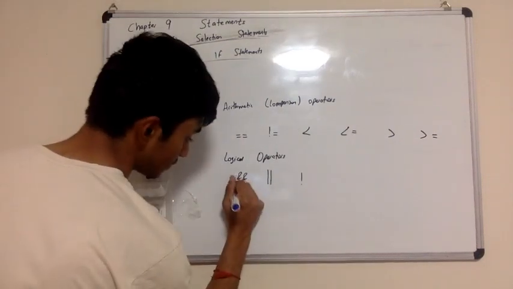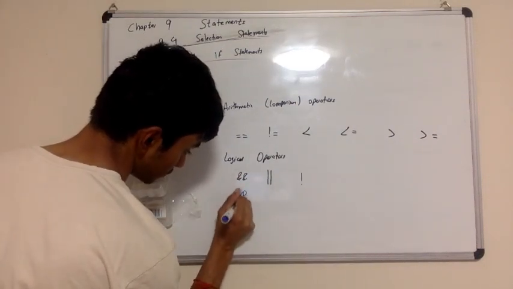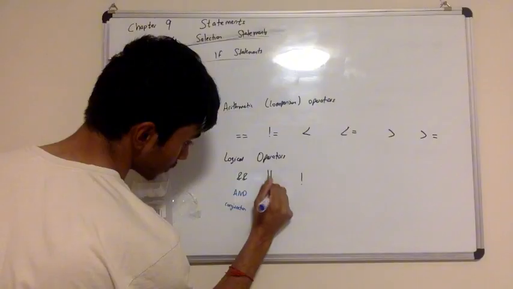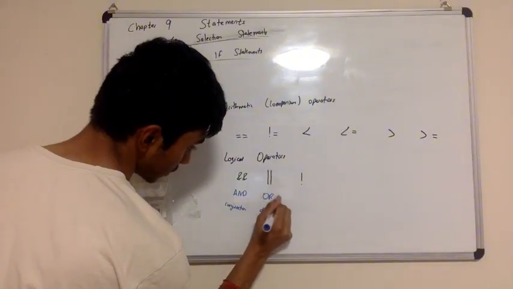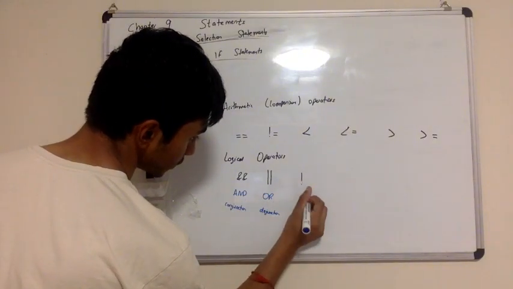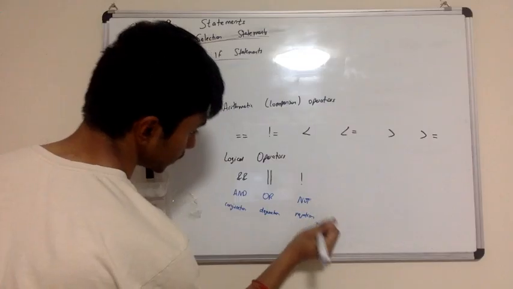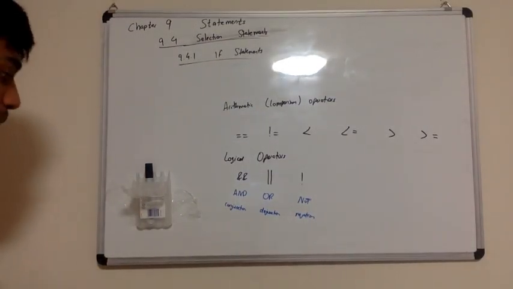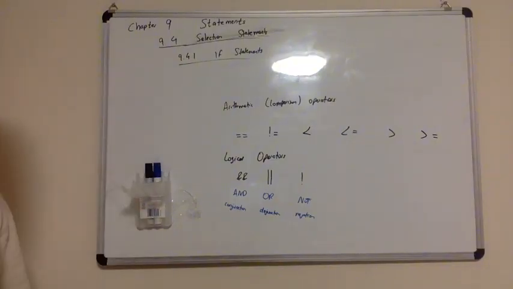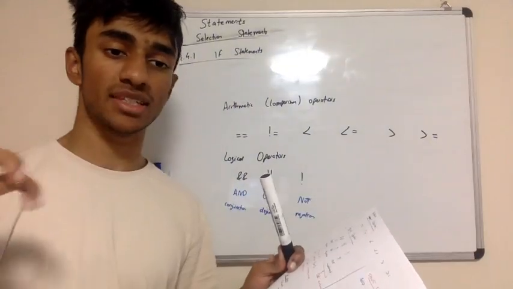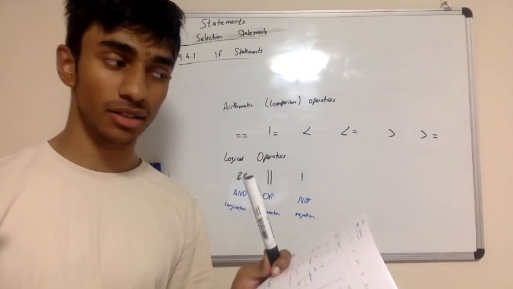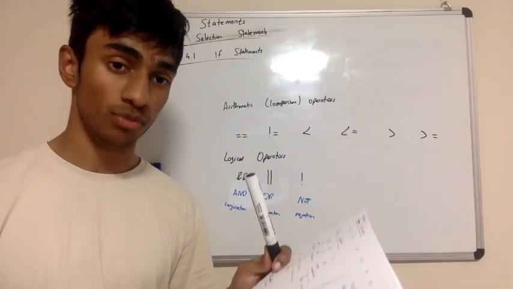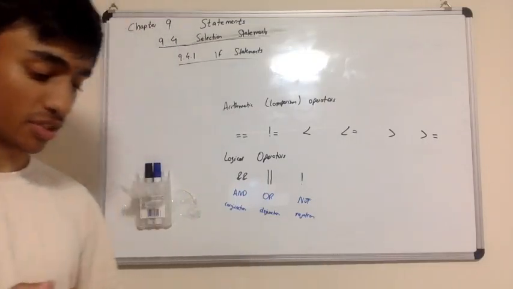So this is the AND, or the conjunction. This is the OR, or the disjunction. And this is the not, or the negation. So here we have three logical operators. What is their purpose? Well, primarily, it's to combine simple Boolean conditions into more compound or complex Boolean conditions.